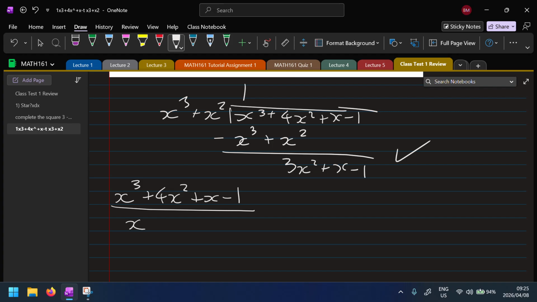So I'll factor it now. So x cubed plus x squared, we can take out an x squared. Okay, so we know how to split it up now. So this is going to be equal to, we have 1 from the division, plus 3x squared plus x minus 1. And the bottom we've already factored, so we can just put that there.